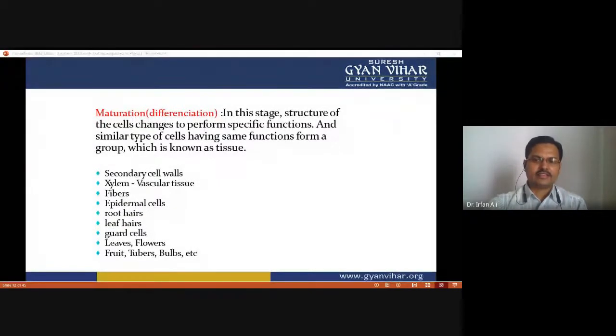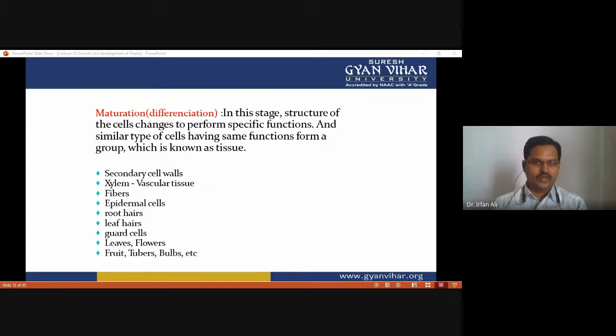And the second phase during plant growth and development is maturation, or differentiation. In this stage, the structure of the cells changes to perform a specific function, because meristematic cells are just like stem cells. They can differentiate into various types of tissues, such as root, stem, and leaves. Similar types of cells having similar function form a group which is known as tissue.